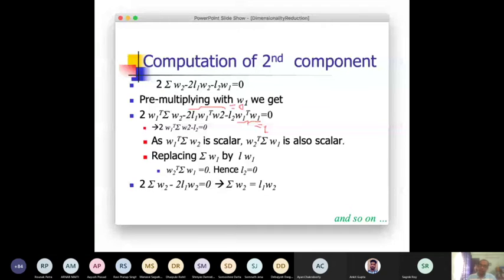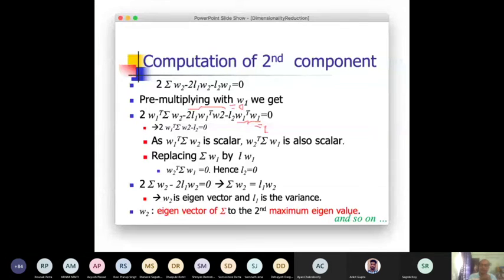Now W2 will also be an eigenvector, and that will correspond to the next maximum eigenvalue. So that is what we'll see, that W2 is an eigenvector and L1 is the variance, naturally, using that expression. So the solution for W2 is the eigenvector corresponding to the second maximum eigenvalue. So you can extend it.